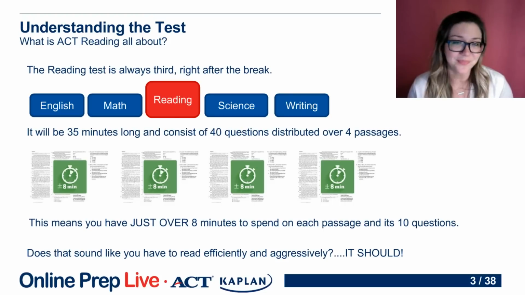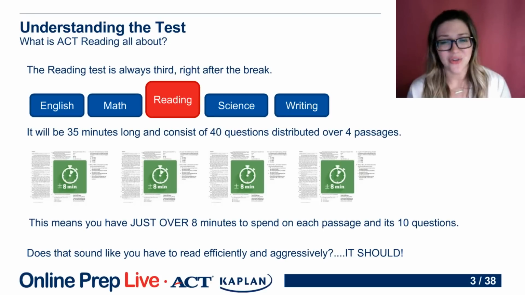As you know, the reading section is the third test of the ACT. So it's the third day of the week. It all makes sense now when it's coming together. This test will be 35 minutes long, and you're going to have 40 questions over 4 different passages. What that means is you're going to have just over 8 minutes to spend on each passage, and it's 10 questions. So we need to make sure we don't spend way too much time reading. We've got to save time for those questions.